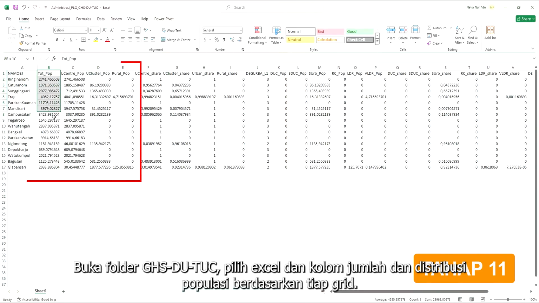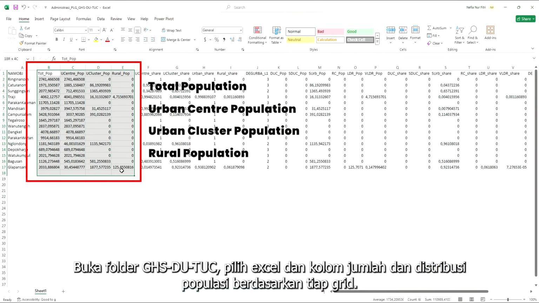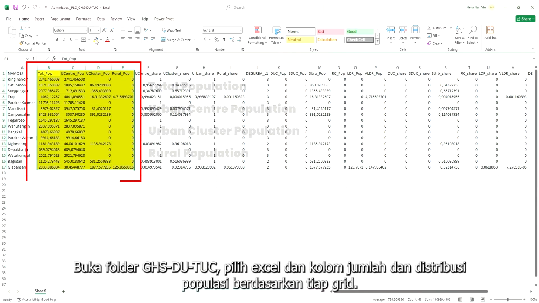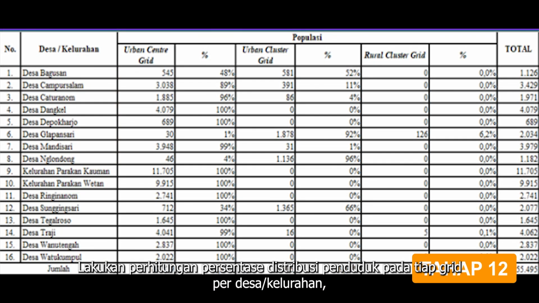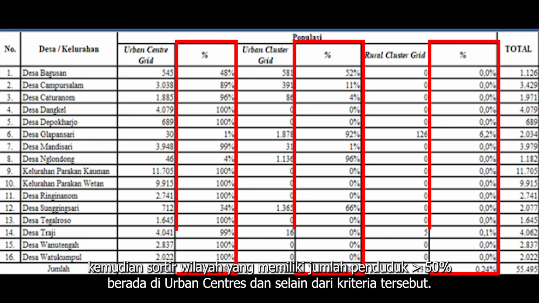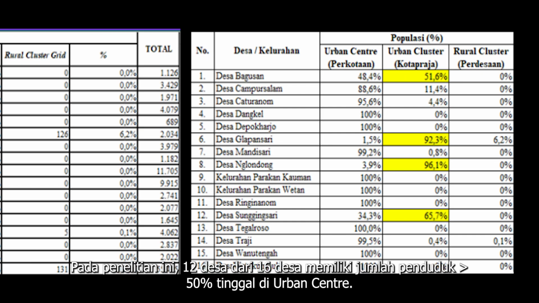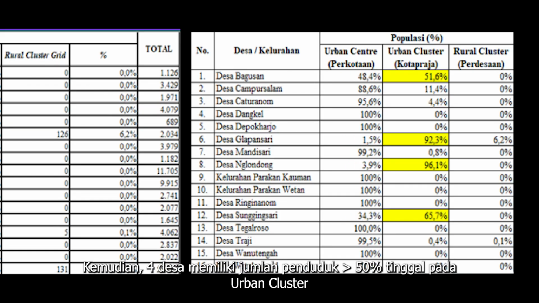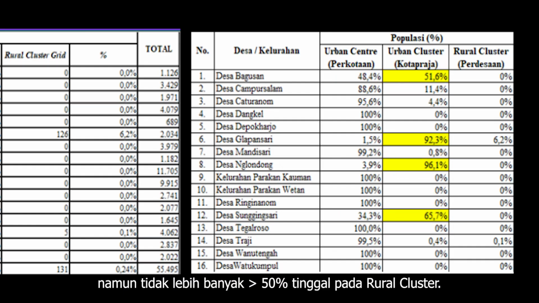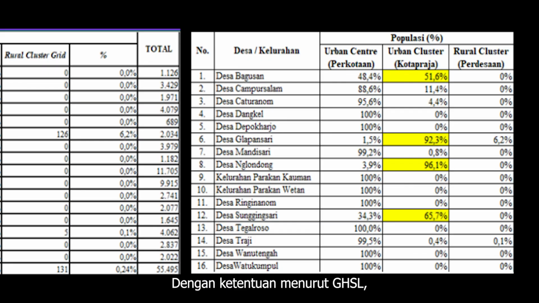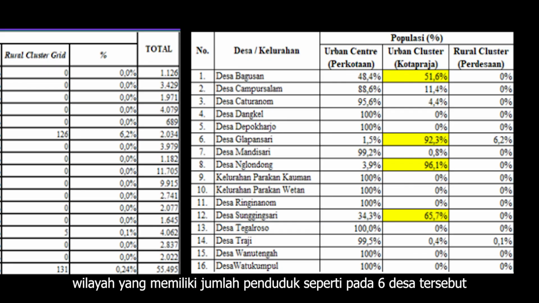Open the GHS-DUTUC folder, select the Excel file, and view the population distribution and number per grid. Calculate the population distribution percentage per grid for each village/urban area, and sort areas with greater than 50% population in urban centers and other criteria. In this study, 12 out of 16 villages have more than 50% population in urban centers, and 4 villages have more than 50% population in urban clusters, but not more than 50% in rural clusters. According to GHSL, areas like these 6 villages should be classified as urban, along with urban centers.